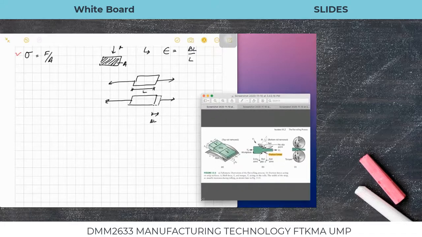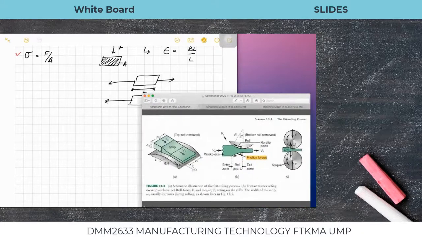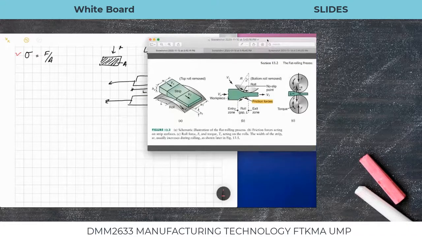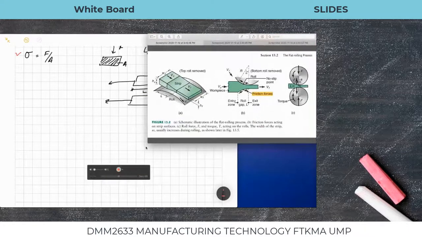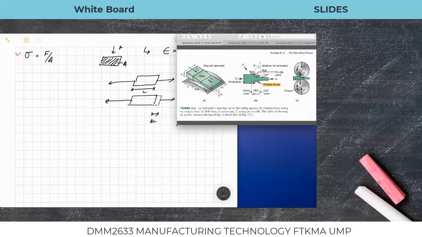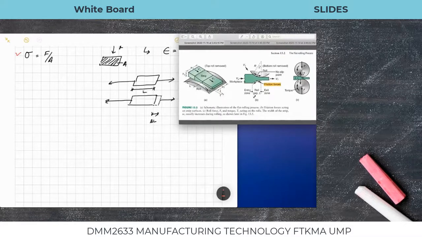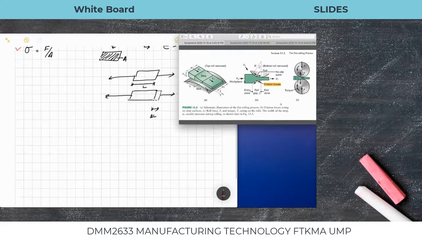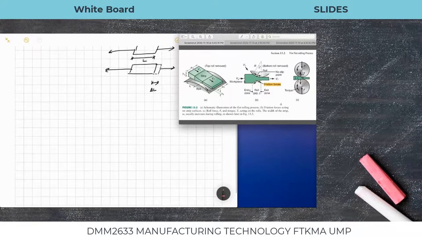So I am going to zoom this diagram from our lecture, from our book. It is a very nice diagram, and let me try to draw diagram part B. So let us start with the rolling process.